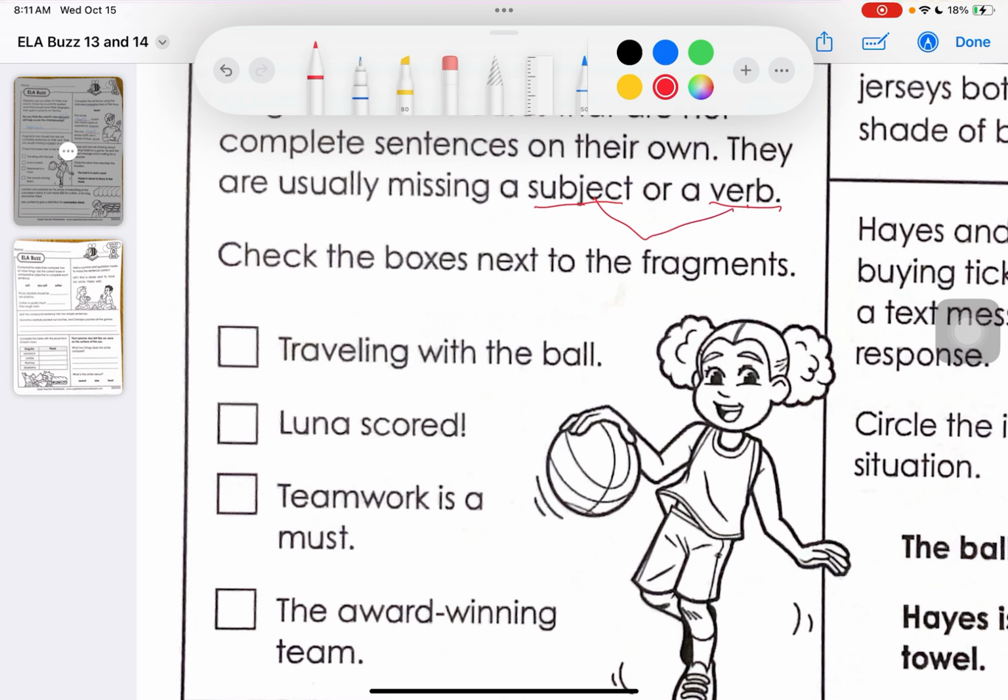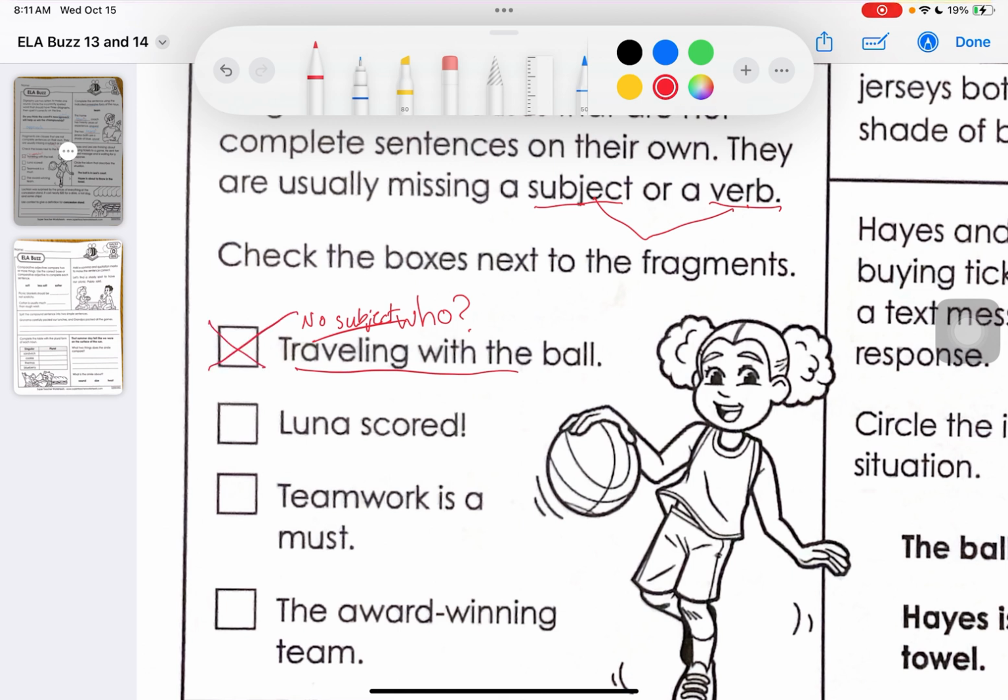Traveling with the ball. Well, who? Who traveled with the ball? It's missing a subject. There's no subject here. There's no who did it. They have traveling. I guess that's a verb. So this is a fragment.